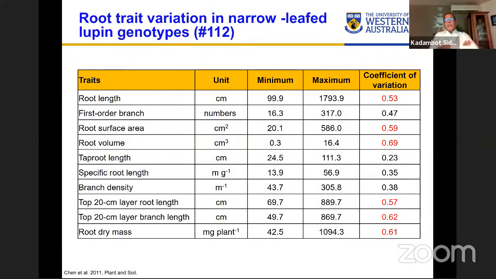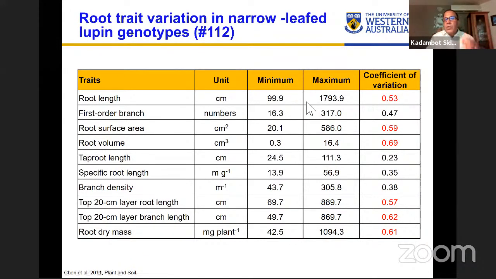Now let us look at some data. We have about 2,000 what we call collections of lupins in Western Australia. Western Australia is the largest producer of narrow lupin, Lupinus angustifolius. And based on various criteria, we studied 112, which represents the maximum diversity available within the genetic sources. So you can see anything from root length, first order branch, root surface volume, all the way to root dry mass at each depth and so on.